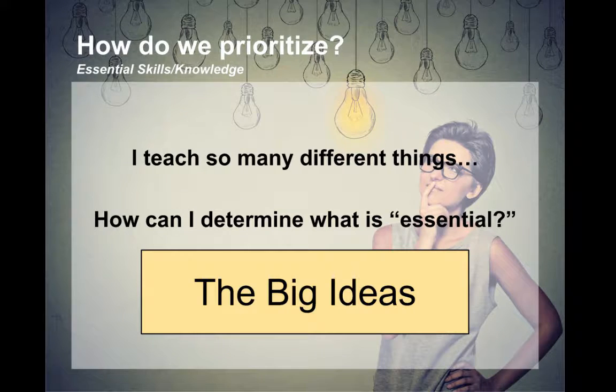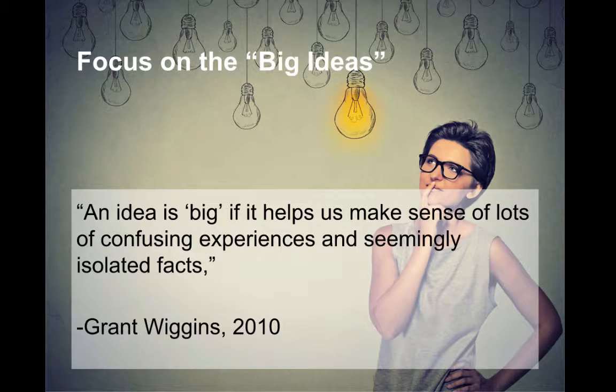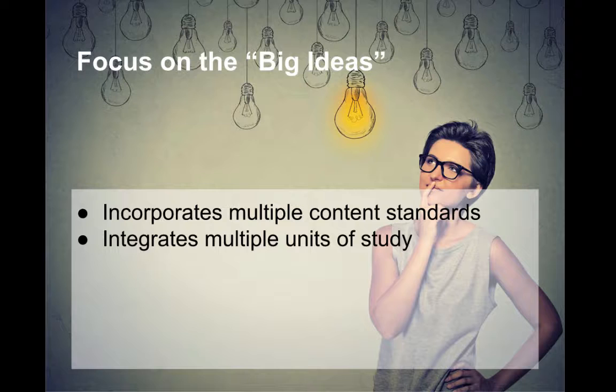When we talk about what's essential, we really like to boil it down to the idea of big ideas. And Grant Wiggins is probably most famous for his work in this area. What are our big ideas here? Well, an idea is considered big if it helps us make sense of lots of confusing bits of experiences and seemingly isolated facts. In other words, those one-hit wonders that show up in one unit but not in the other units, those things that maybe don't have endurance. The big idea is what ties together and gives some sort of a conceptual flow between multiple units and helps us to see how they're interrelated. So typically a big idea is incorporating multiple content standards, and it's integrating multiple units of study.